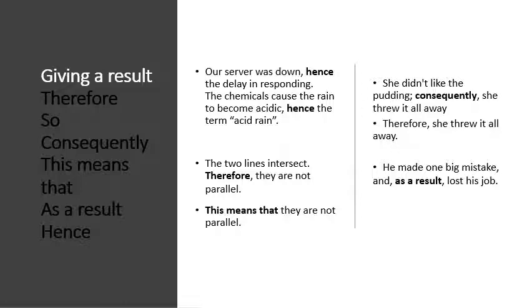The two lines intersect, therefore they are not parallel. You can also say, the two lines intersect. This means that they are not parallel. She didn't like the pudding. Consequently, she threw it all away. She didn't like the pudding. As a result of that, she threw it all away.